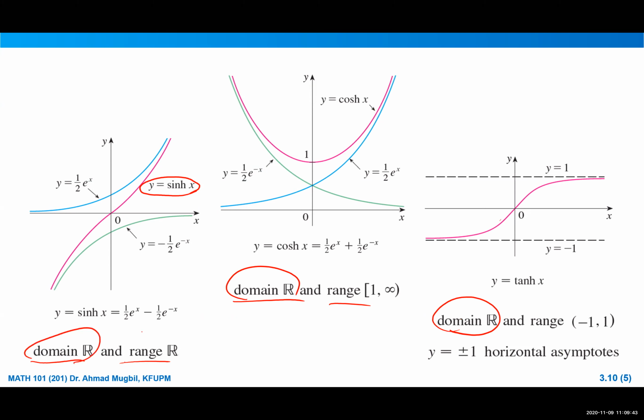For the range, for sine hyperbolic, it is R. For cosine, it is from 1 closed to infinity. For tan, it is from -1 to 1. Remember that tan hyperbolic has two horizontal asymptotes, 1 and -1.